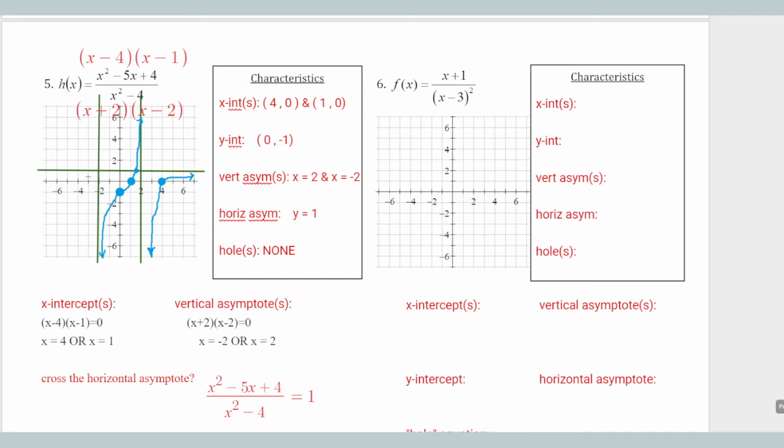And then over here to the left of this leftmost vertical asymptote, I do have to be above the horizontal asymptote because I don't have any more x-intercepts to work with. Since there's no x-intercepts to the left of this vertical asymptote, I can't be down here because I would have to cross over the x-axis if that were the case. So here's our graph for number 5.